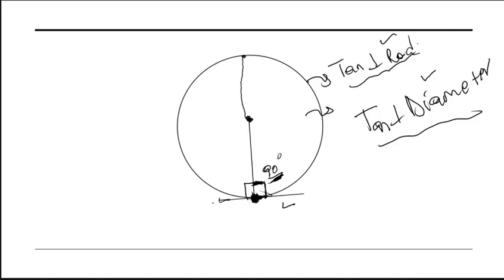If you're dealing with a radius being the one in contact with the tangent, you use tan perpendicular radius, or you can use tan perpendicular diameter when the diameter is the one that is in contact with the tangent.